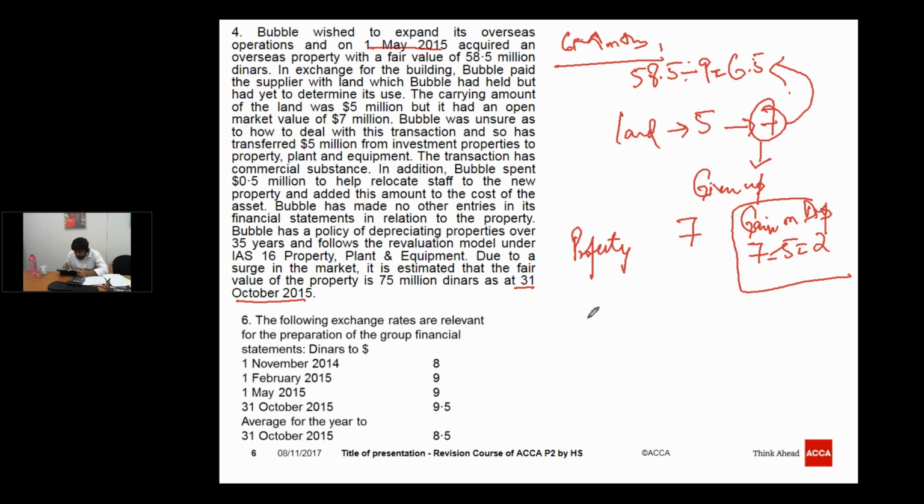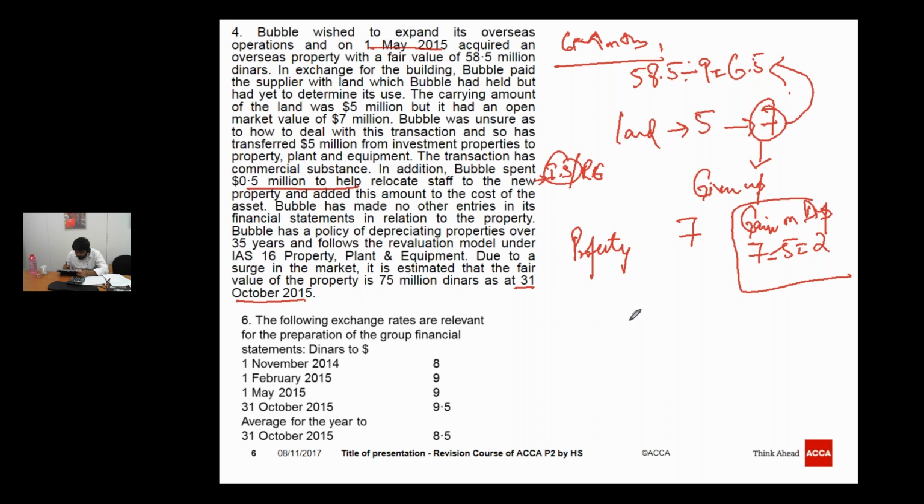In addition, Bubble spent 0.5 million to relocate the staff. So the cost of the relocation, according to IAS 16, should be recognized as an expense. So we have to charge this amount in the income statement as an expense, or as an adjustment in the retained earnings. So it will be deducted from the retained earnings of the parent company.